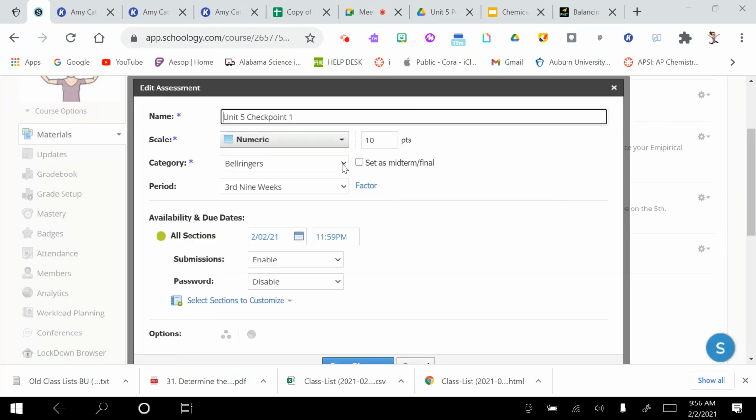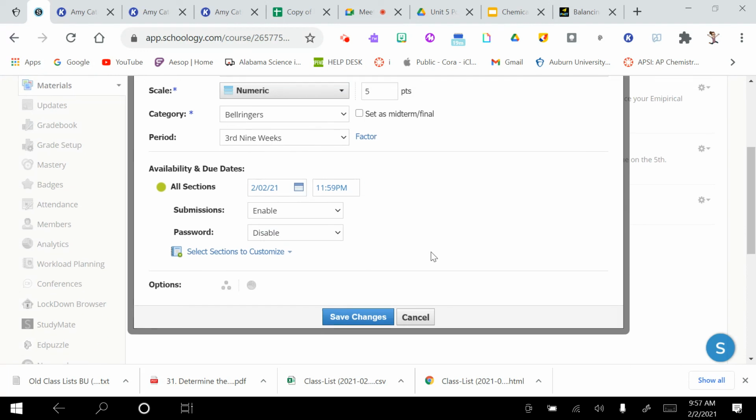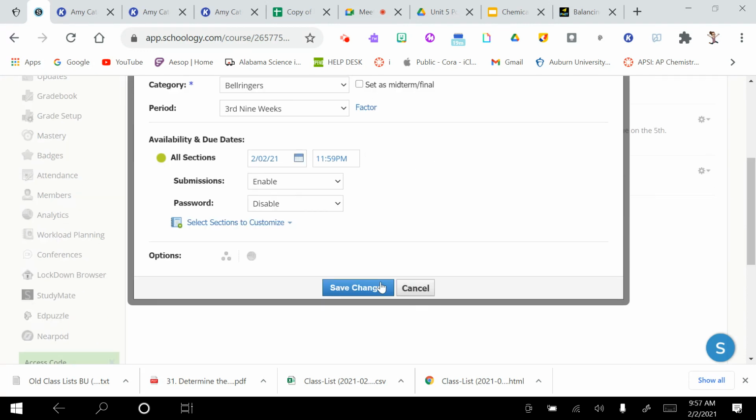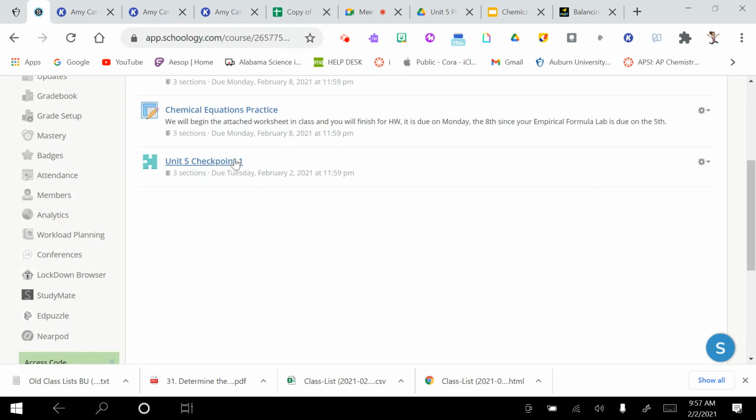All right, and so this is counted as a bell ringer. Actually, I need to change this because it's only worth 5 points, not 10. I think that makes it easier. So it's not a test grade, it's not a huge deal. It was only worth 5 points in the actual question anyway.